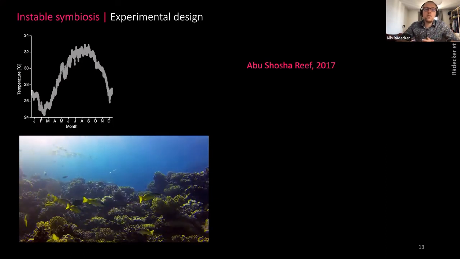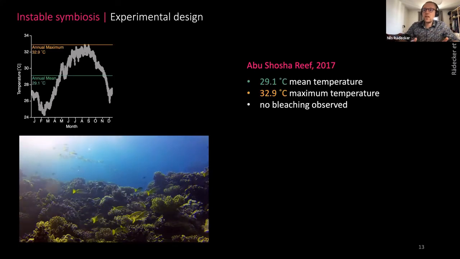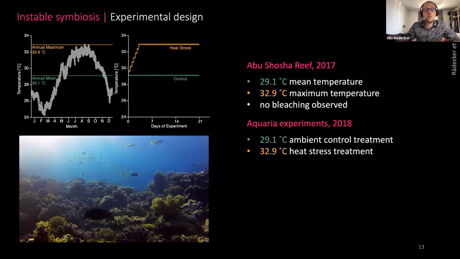And for example, we do know the environmental conditions of these reefs, where we can then use this information to extract properties for regular non-bleaching years, such as the mean temperature and the annual absolute maximum these corals ever experience. And we use this information to design our aquarium study, where we expose corals for 3 weeks to either the mean annual temperatures or the absolute temperatures of such a year.